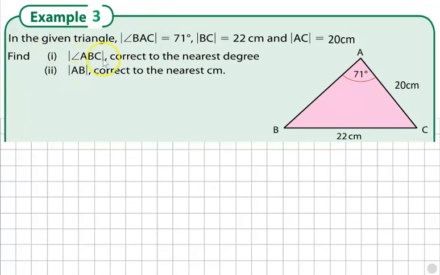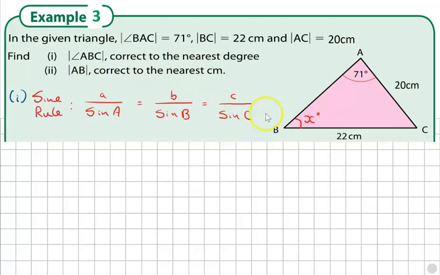Find angle ABC correct to the nearest degree. So this angle here. And find the length of AB correct to the nearest centimeter. So the length of AB correct to the nearest centimeter. So part 1, we want to find the angle ABC correct to the nearest degree. So I'm going to label that angle as X.